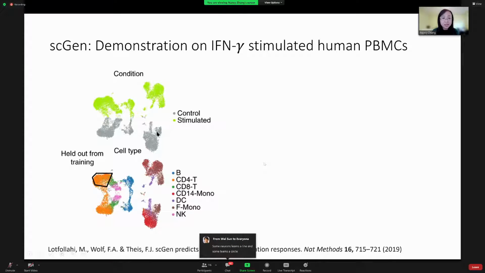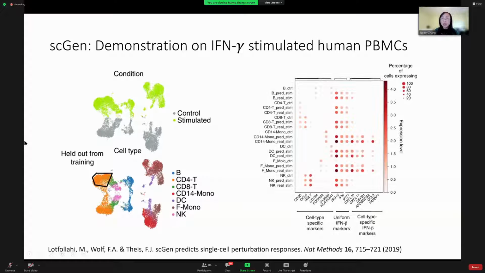And here's a UMAP embedding, where at the top you see whether it is stimulated versus unstimulated, right? So all the stimulated cells are at the top. And then at the bottom are the cell types, the B cells, the T cells, etc. What they did was hold out a cell type during training, and then try to see whether they can recover the stimulation state of that cell type. So let's look at how it works.